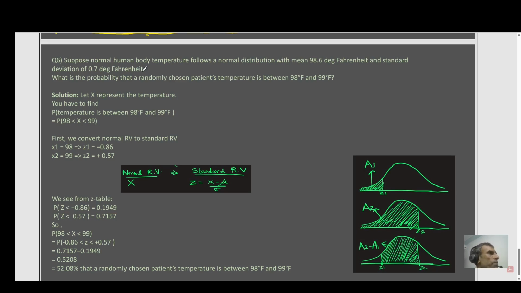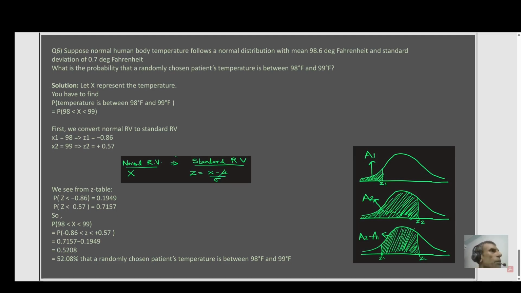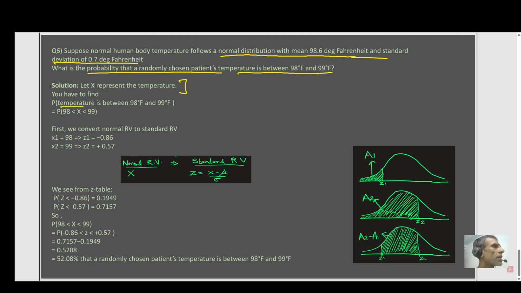Okay, last question. Let's say the human body temperature follows a normal distribution with a mean value of 98.6 degrees Fahrenheit, and the standard deviation is 0.7 degrees Fahrenheit. So what is the probability that a randomly chosen patient's temperature is going to be between 98 and 99 Fahrenheit? X represents your temperature. The problem statement is to find the probability that x is greater than 98 and x is smaller than 99. That's your question.